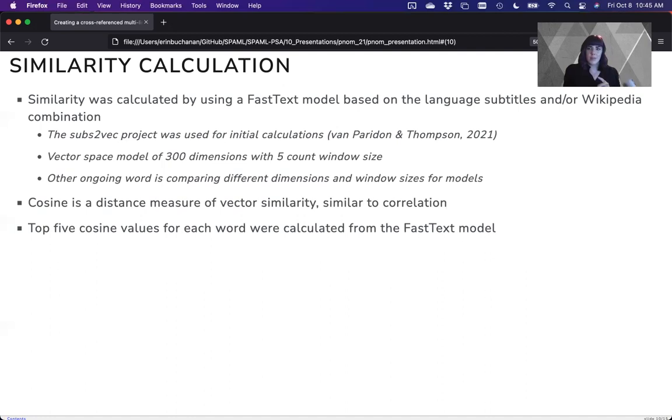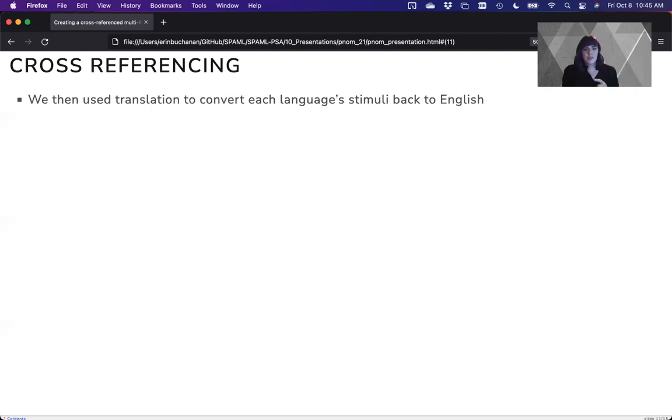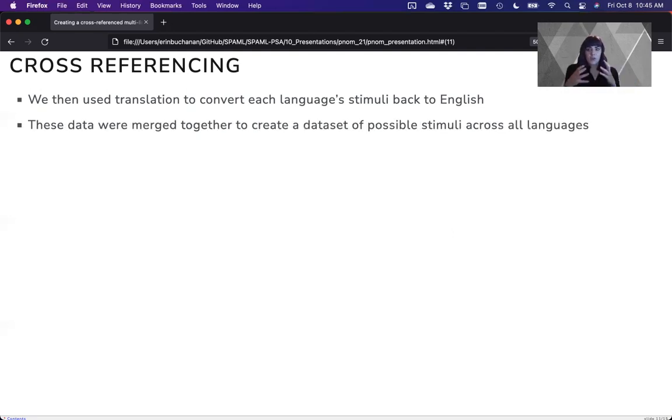All right, great. Here's the problem. Cross-referencing is difficult. So we use translation to convert each language stimuli back to English, because literally researchers speak English and that was easiest, which may have some errors in it, but it's a good place for us to start. What we did was then merge all those data sets together to create this giant data set of all of the possible stimuli combinations in those languages. So we basically are trying to see how much overlap there is between all of these in the most frequent words that have the same Q target pairs. Okay? They don't have to have the same cosine, just the same pairs.